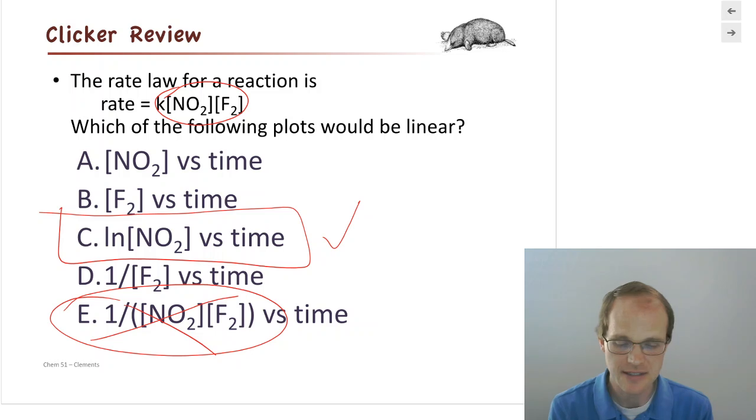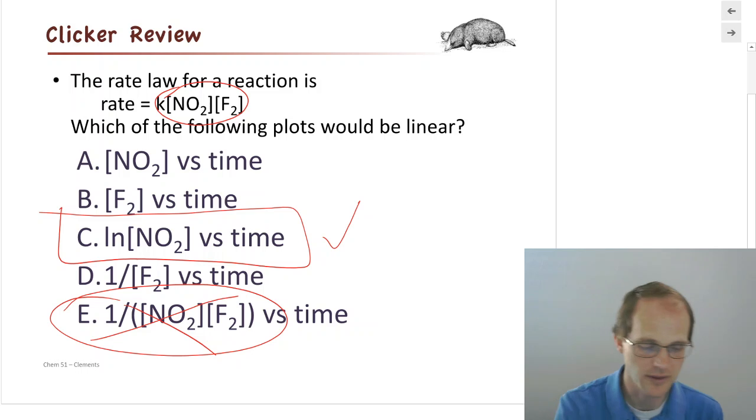Okay. So it's very easy, once you understand those different order rate laws, to identify which one to use if you're trying to work with a particular equation.